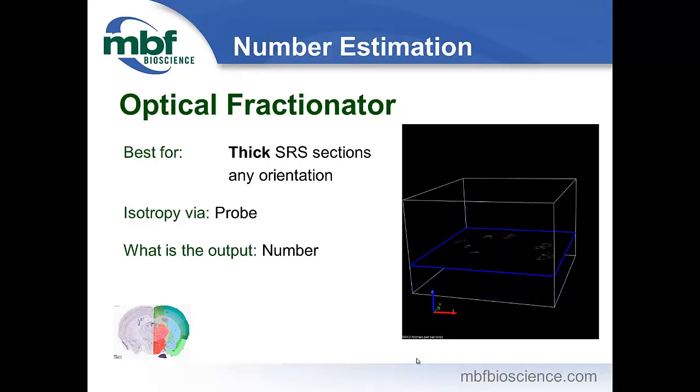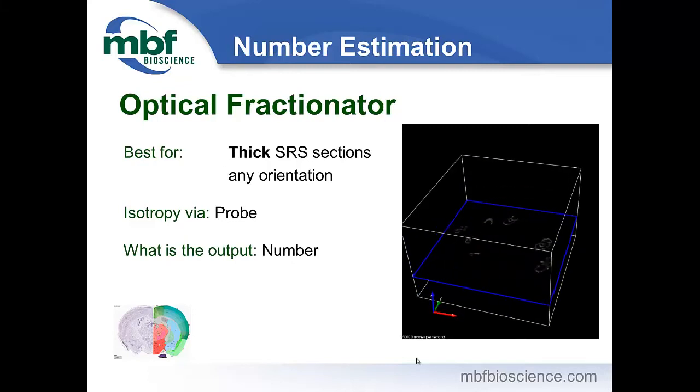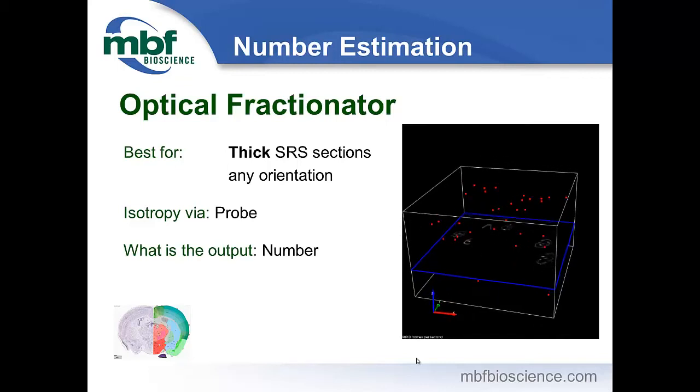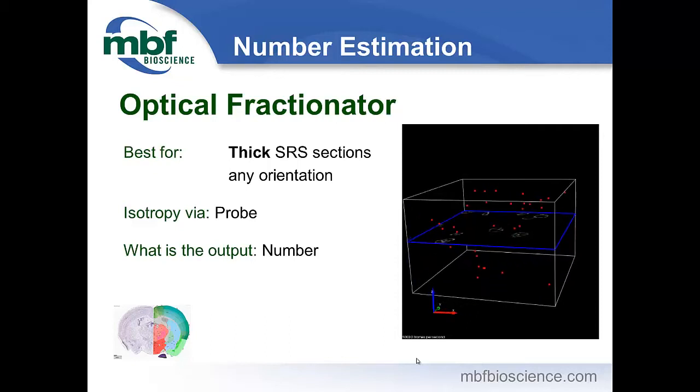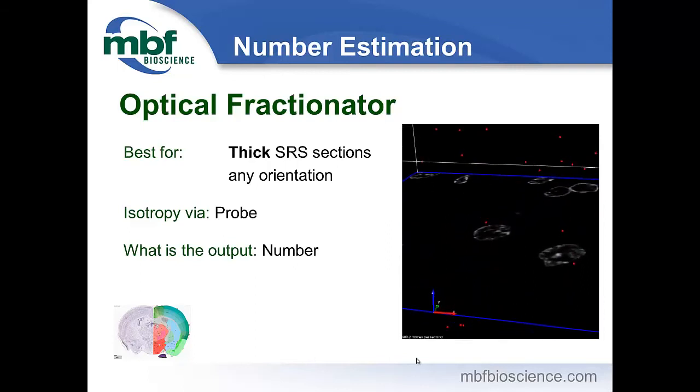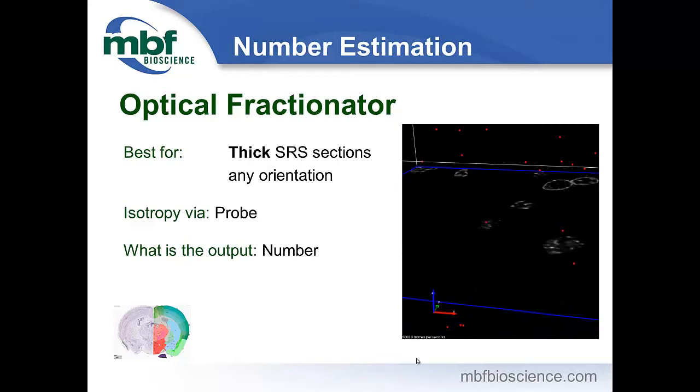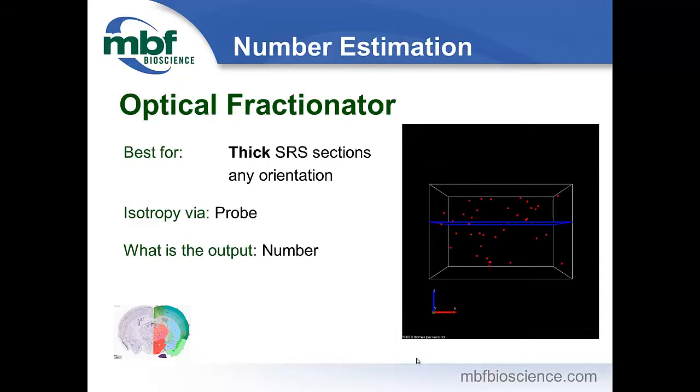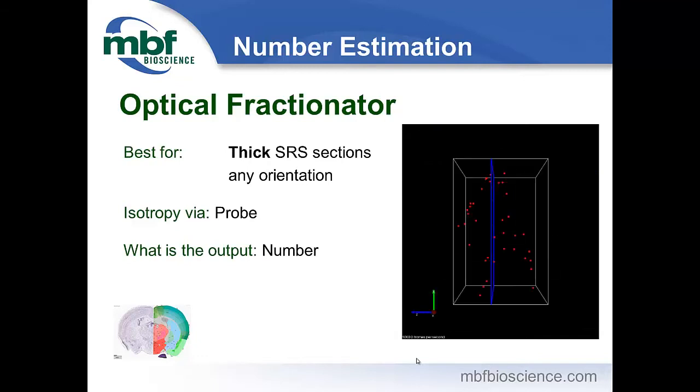We can focus up and down through the Z-plane, and one of the rules of the optical fractionator is to find a unique point on the cell. In this case, we're using the top of the cell. I'm not going through all the rules for the optical fractionator. We can help you with that. We have another webinar about that. But what I'm pointing out is that in order to focus up and down through many focal planes and find the tops of the cell, here's an example of putting a red dot on the top of the cell in the Z-plane, we need to use thick sections.